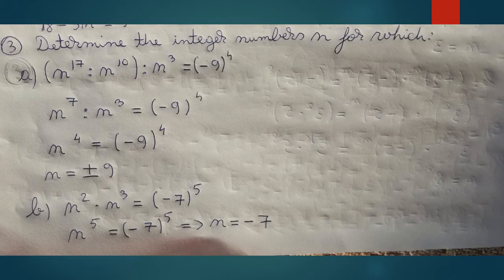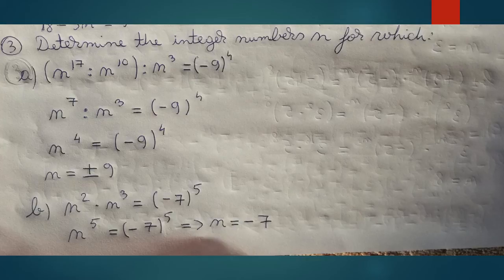Exercise number 3. Determine the integer numbers n for which point A: (n^17 divided by n^10), everything divided by n^3 equals (-9)^4. From the round brackets we have n^7 divided by n^3, which is equal to (-9)^4.